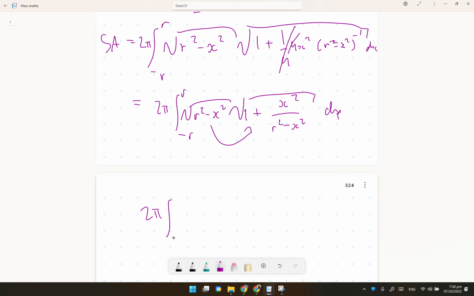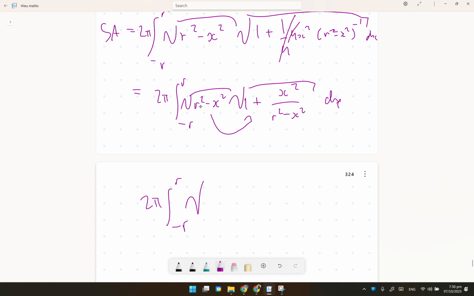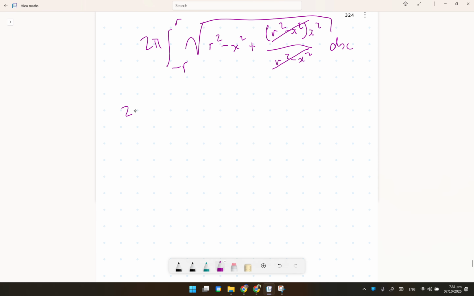So that's going to be 2 pi integral from minus r to r. I'm going to write this out, but you can see how the denominator cancels here. So it's going to be r squared minus x squared multiplied by 1, which is just r squared minus x squared, plus r squared minus x squared multiplied by x squared over r squared minus x squared. You can see how these cancel out. So this leaves us with 2 pi integral of root of r squared minus x squared plus x squared. These two things cancel out, dx.